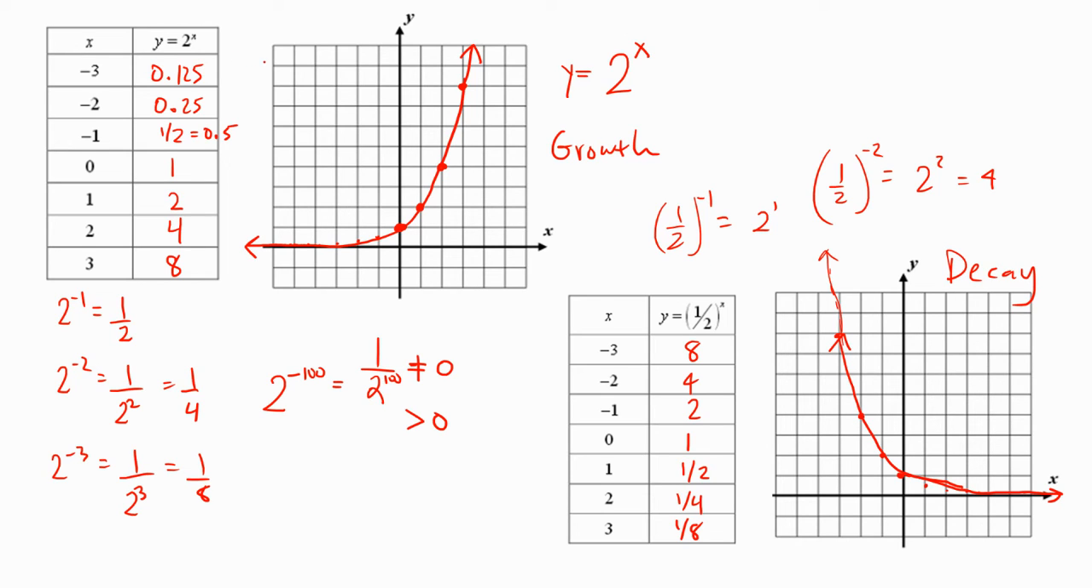And the key difference here is, if you look at the equations and write this in the form y equals b to the x, for exponential growth, b is greater than 1, and for exponential decay, b is less than 1.